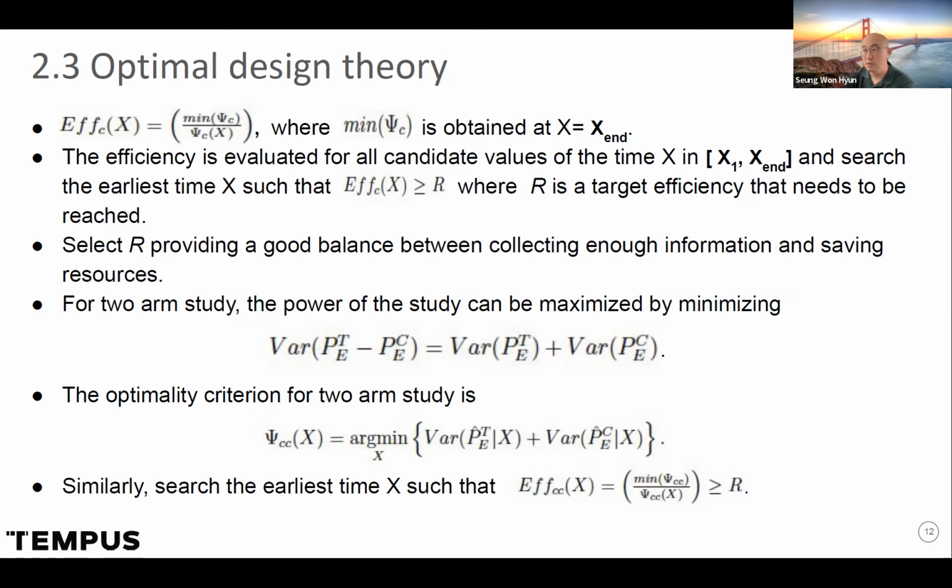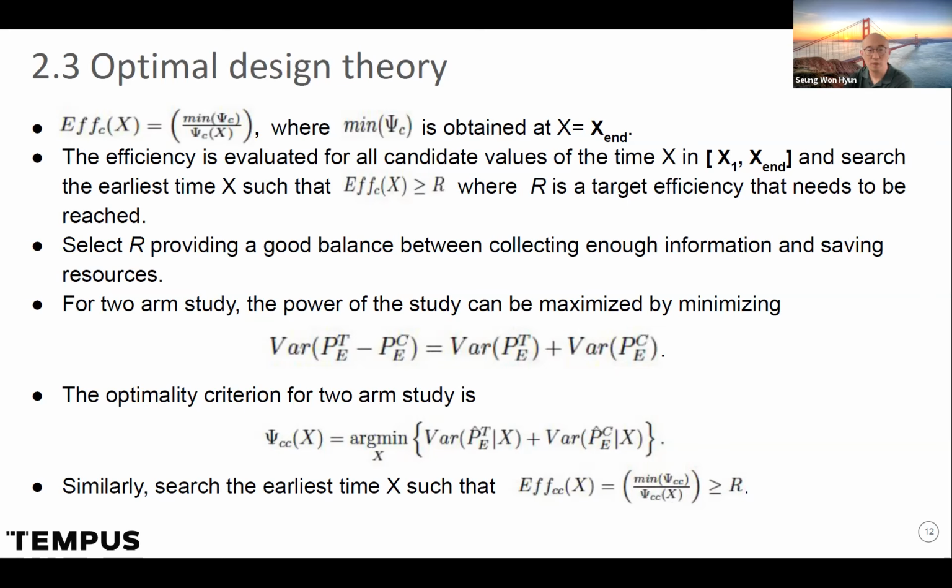Okay, since this is a ratio, we compare the variance to the minimum variance. So this efficiency must be between 0 and 1. Okay, and a target efficiency close to 1 means the variance at the interim time X is very close to the minimum variance.